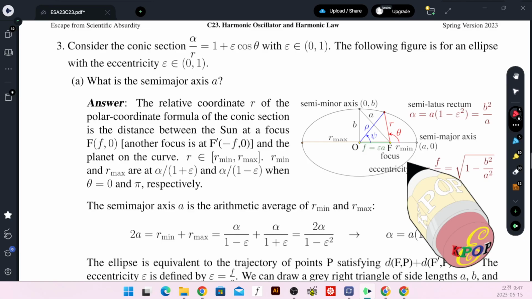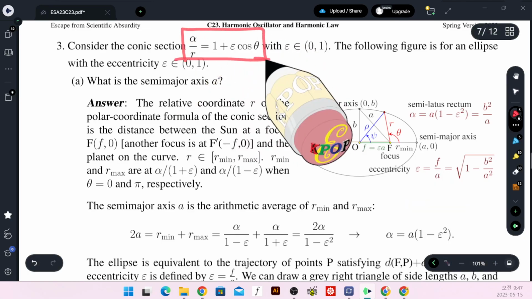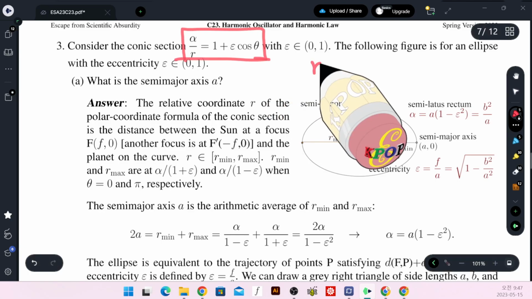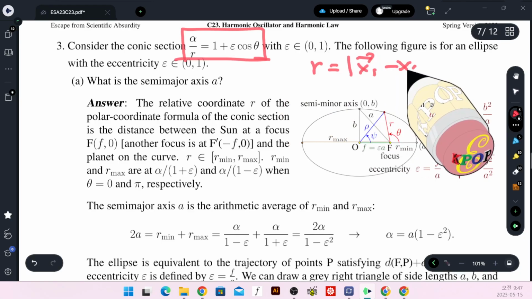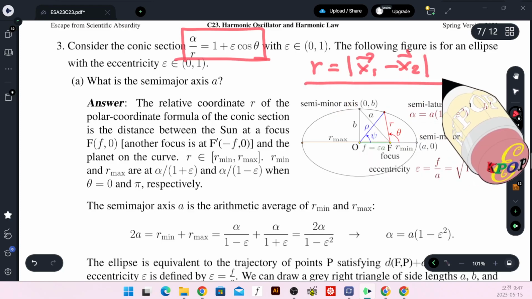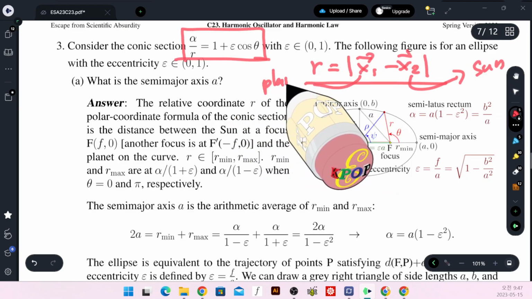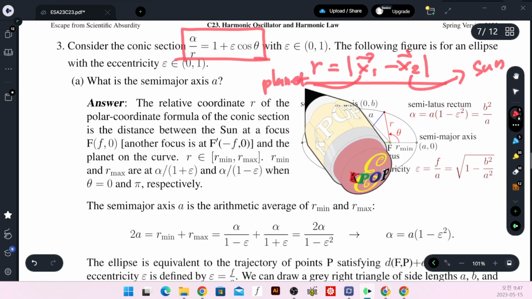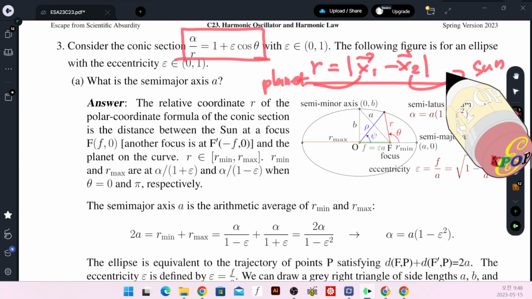Next, we consider Kepler's law. We remember in the previous class, the orbit of a planet can be expressed in terms of the relative coordinate, that is the magnitude of the relative displacement. This is the sun and this is the planet. And the angle theta is the polar angle defined in two dimensions.